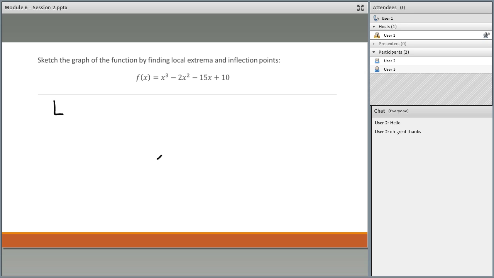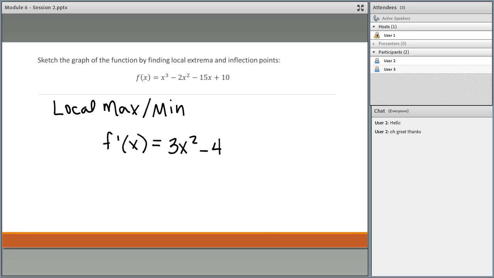So let's first start by finding the local max and minimums. And it's possible that we won't have a local max or a local min. We just have to see if we can find them. So let's take the first derivative. When we do, we get 3x squared minus 4x minus 15.